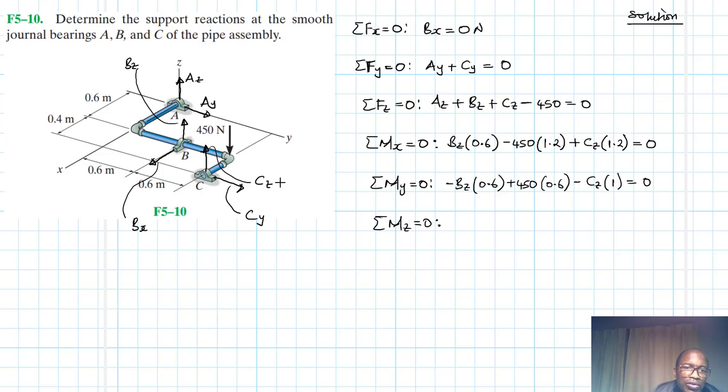Then we have finally summation of moments about the z-axis. Which forces are going to cause moments about the z-axis? We have Bx and Cy. Only these two; the rest will not cause any moment about the z-axis. Using the right-hand thumb rule, Bx causes a negative, so it will be minus Bx by 0.6. Cy will cause a positive, so it will be plus Cy by 1, equal to 0.